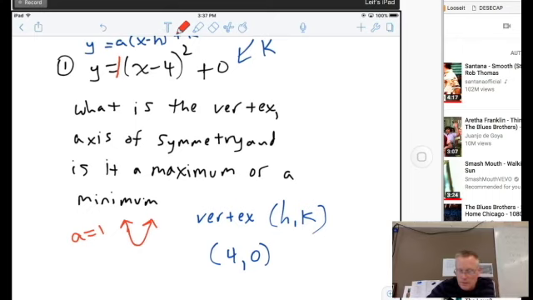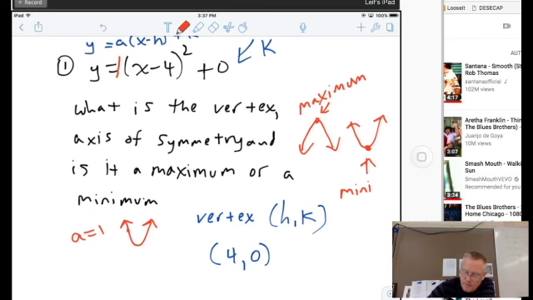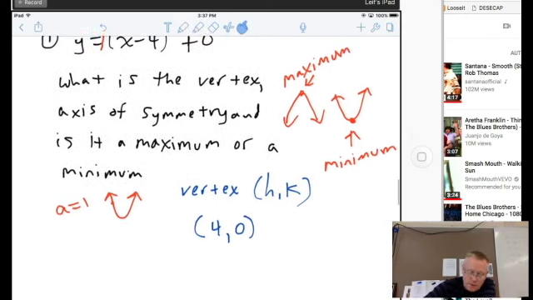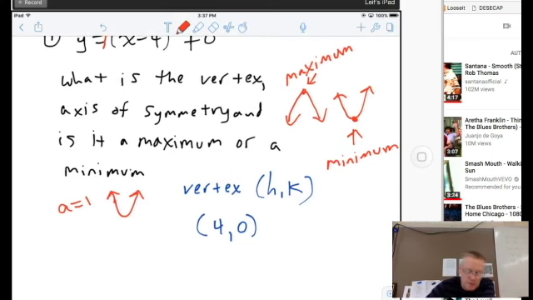Okay, just quickly over on the side here. It has to do with the vertex. Is it the top of the mountain or the bottom of the mountain? This would be a maximum because it's the highest point. Okay, this would be a minimum because it's the lowest point. Which means if a is positive and it opens up, this is therefore going to have a minimum. Okay, so I got minimum, I got the vertex.